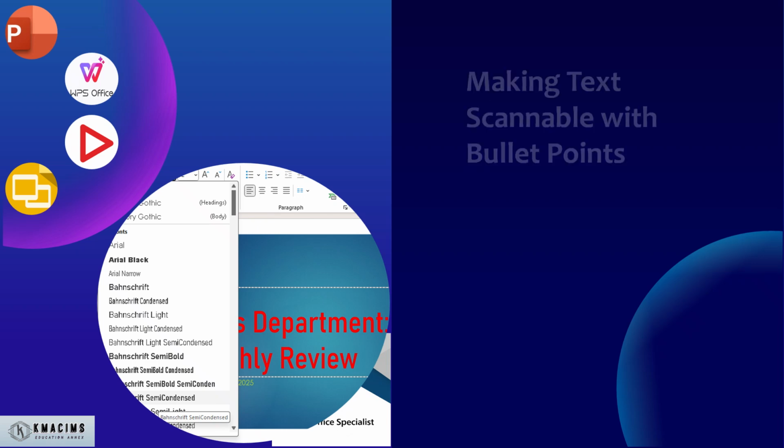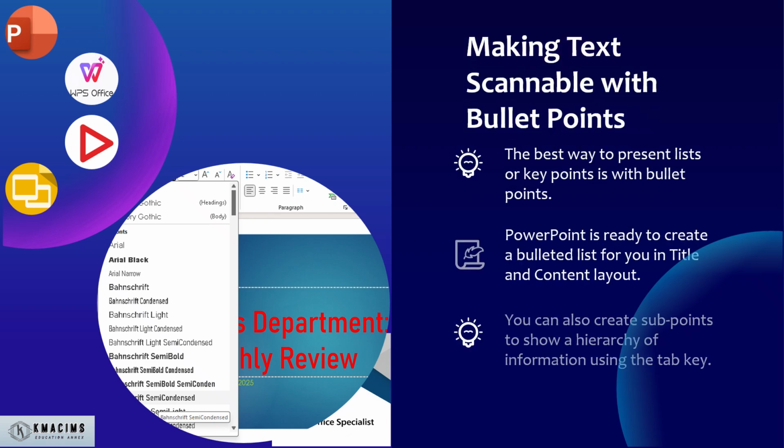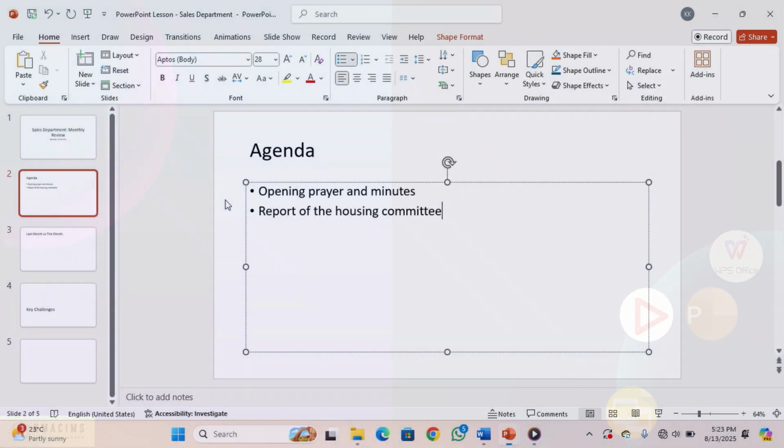Making text scannable with bullet points. Imagine an agenda slide with all the topics written in one long paragraph. It would be a wall of text. The best way to present lists or key points is with bullet points. When you're in a title and content placeholder, PowerPoint is often ready to create a bulleted list for you.